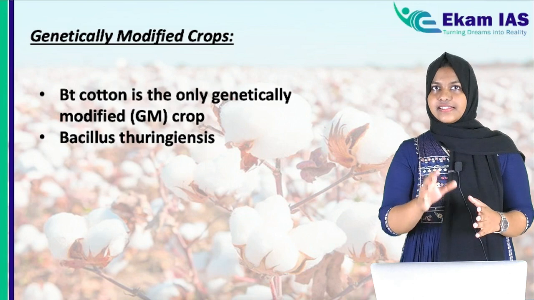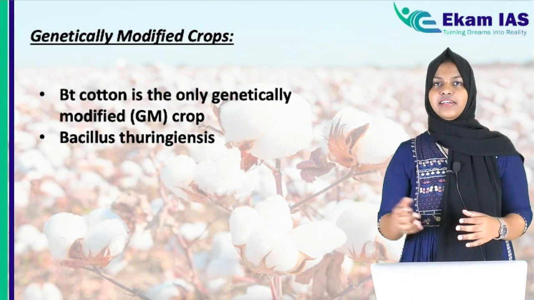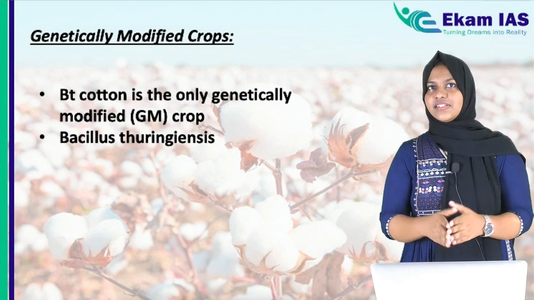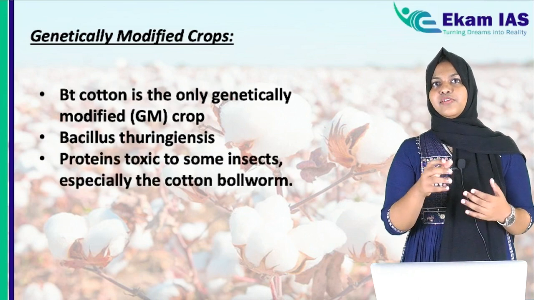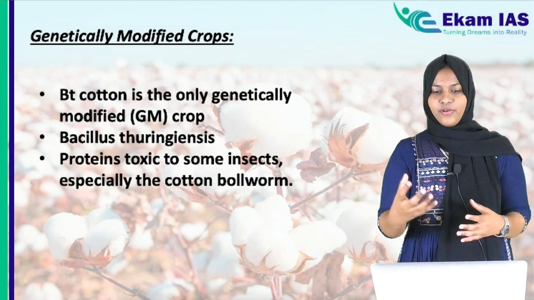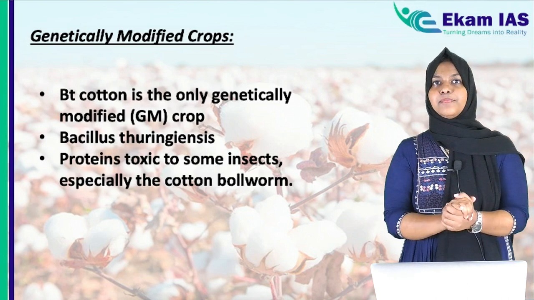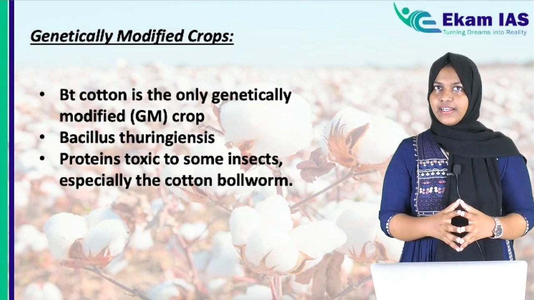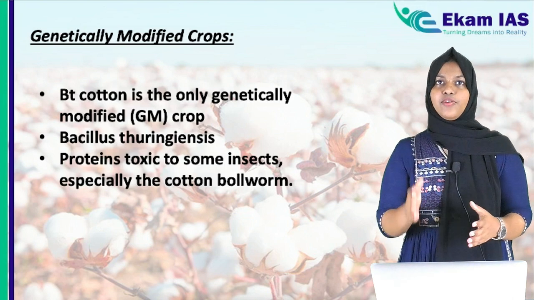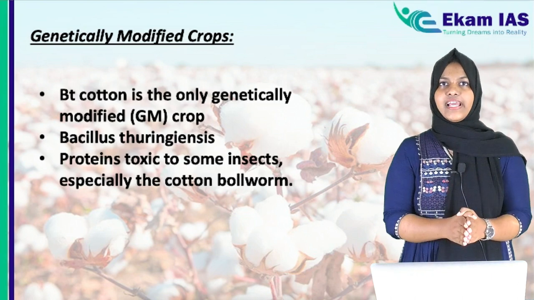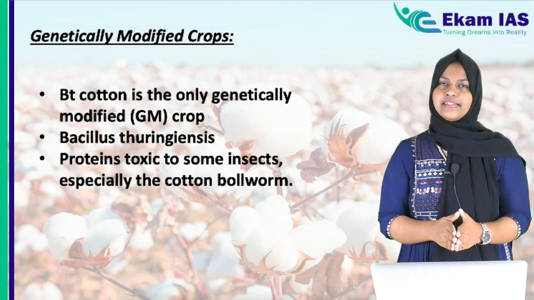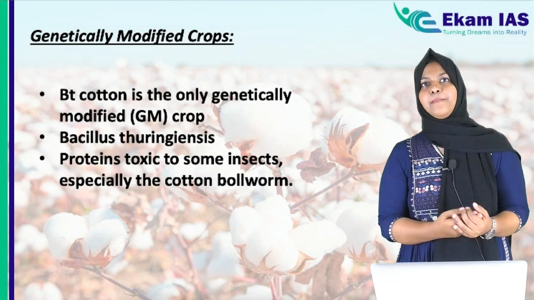BT cotton is a GM crop, that is a genetically modified crop, and the BT stands for a soil bacterium, Bacillus thuringiensis. Because of the presence of this BT, it has a protein that is toxic to some insects, and it prevents the cotton from any insect attack. So that is the desired property which has been incorporated into BT cotton. Okay, so only BT cotton has the permission for commercial cultivation in India, and the soil bacterium is Bacillus thuringiensis, and it is against pest attacks.